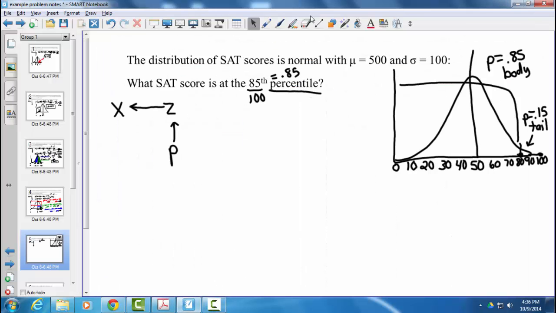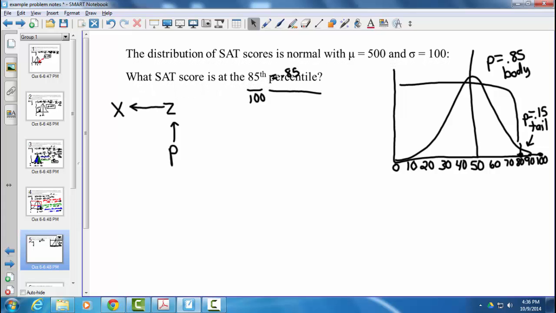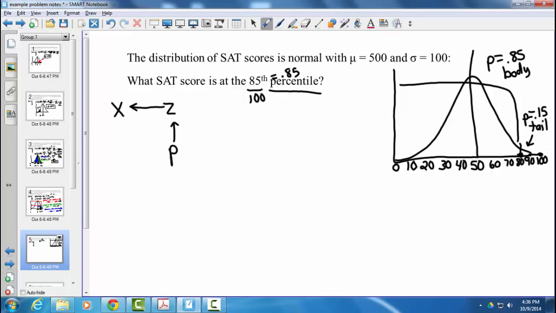So some shortcuts again. If I'm looking for a percentile, I'm going to divide it by 100 to get my p-value. And you should know that your p-value is never, ever going to be in a body if it's less than 0.50. And it's never going to be in the tail if it's greater than 0.50. So I look at this, I know that P equals 0.85. I automatically know if I'm looking at 85% of the distribution, I'm looking in the body. And if it's 0.85, that means that it's greater than 50, and that also means that my score is going to be to the right of the mean, so I'm going to have a positive z-score.